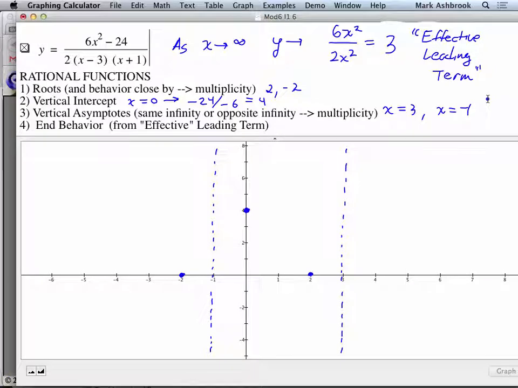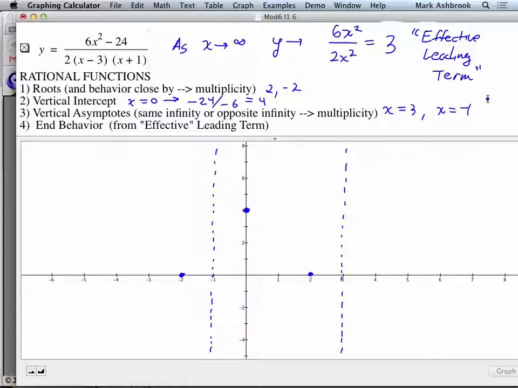So what does this mean? It means that as x gets really, really big, positive, as we go way out to the right, what will the y value do? It'll be really close to 3. And as x gets really, really large negative, we go way out to the left, what will this function be like? 3. It'll get close to 3.